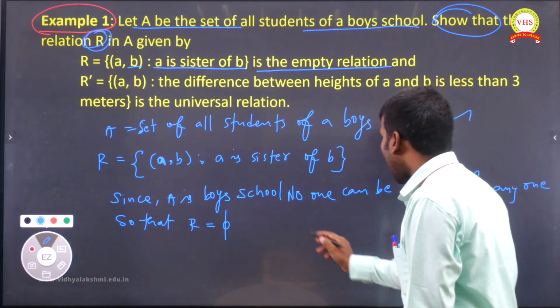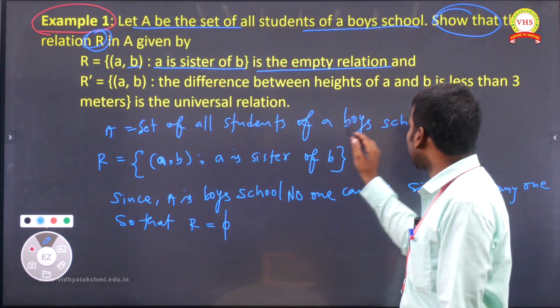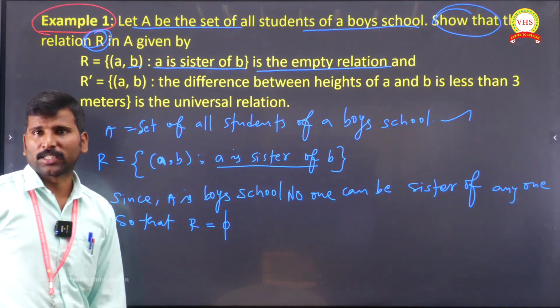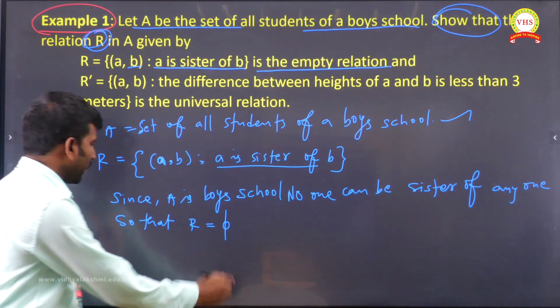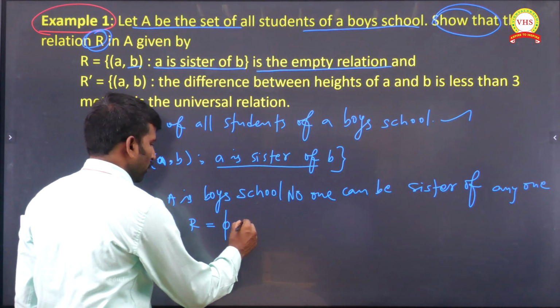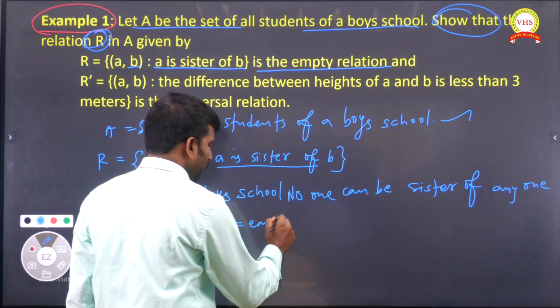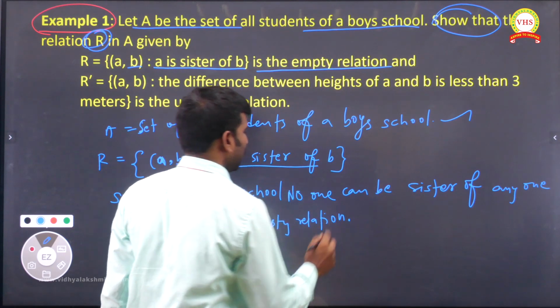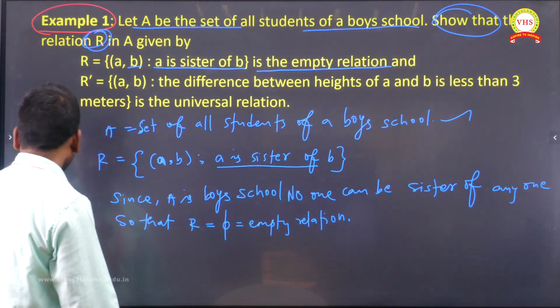In the sense, R is equal to what? Empty. Since this is a boys school, no one can be a sister, no one can be a sister of anyone. Understand? So it will be an empty relation. What can we say? Empty relation. That's it. R is an empty relation. Next.